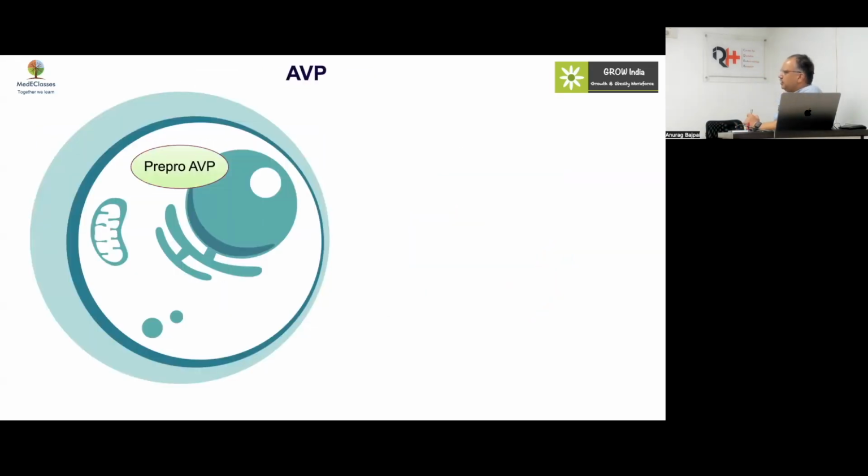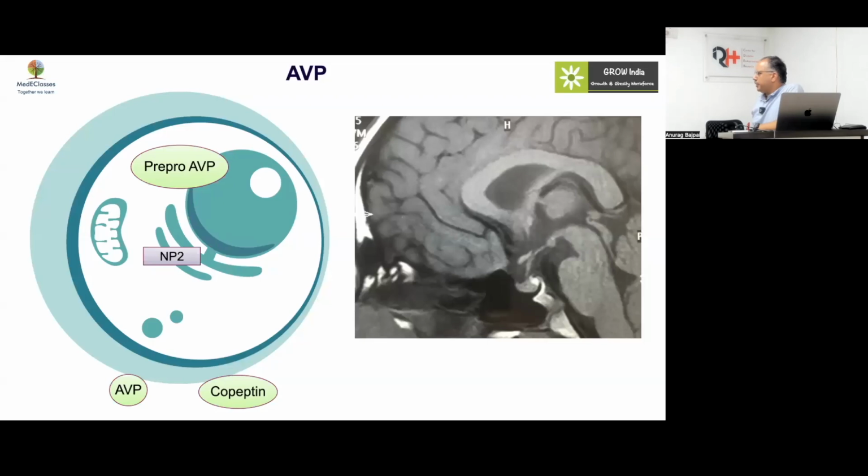So AVP we discussed about. We discussed POMC, we talked about insulin, and now AVP. So AVP is also pre-pro AVP, from where you produce the vasopressin, the neurophysin, and copeptin. Copeptin, unlike C-peptide, is a marker of AVP production, and because AVP has a very, very short half-life, you cannot measure AVP in the circulation. You measure the copeptin level in that regard.